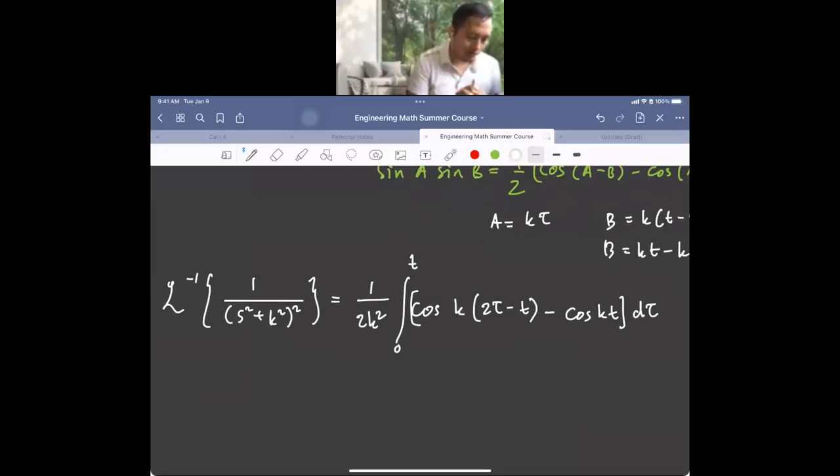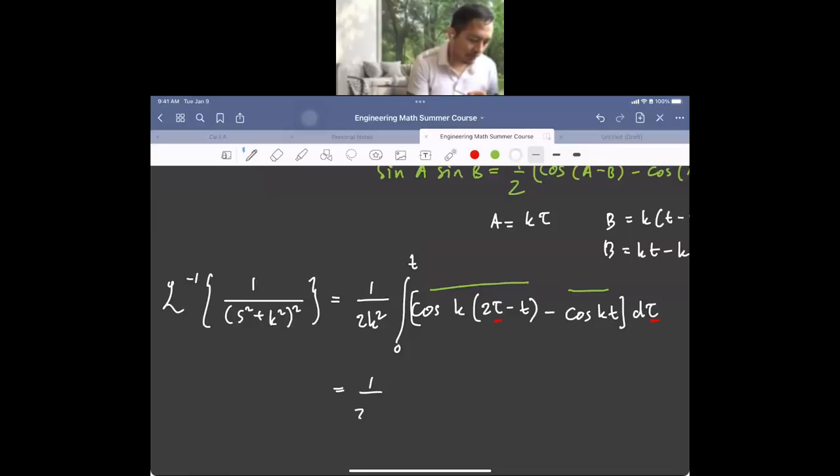Okay, now we can continue. This cosine and minus cosine, what will happen here? I think we can integrate first. What we need to integrate is with respect to tau. So tau is our variable. Careful, t is not our variable. Our variable is only tau.